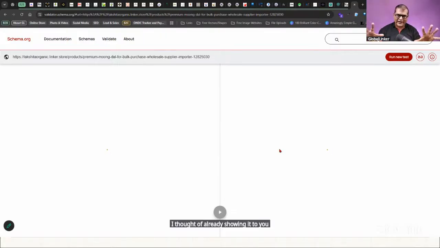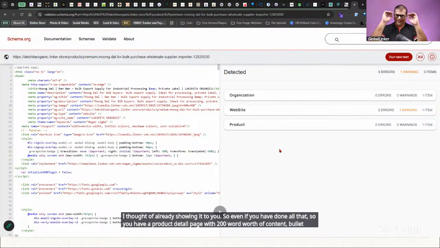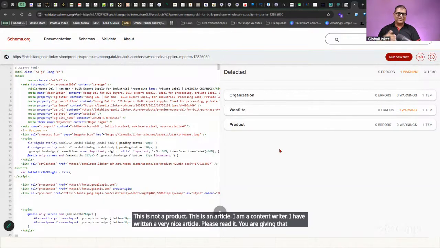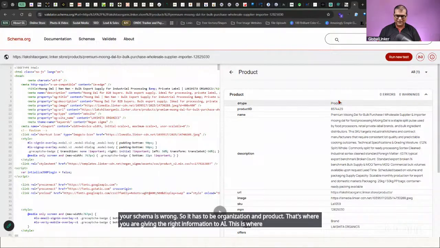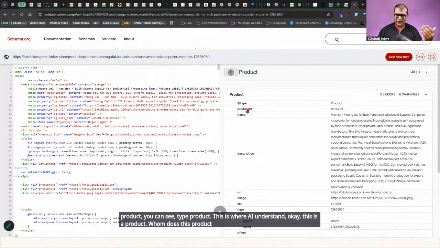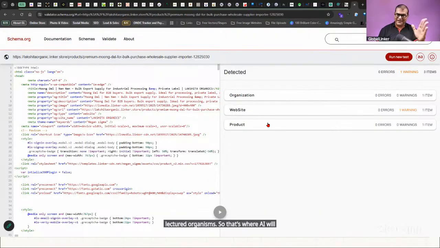So even if you have done all that, so you have a product detail page with 200 words worth of content, bullet points, everything. If you don't have this or you have it wrong, a lot of websites will have article here. That's where you are yourself telling AI, this is not a product, this is an article. I am a content writer. I've written a very nice article. Please read it. You're giving that message if your schema is wrong. So it has to be organization and product. That's where you're giving the right information to AI. This is where type product, you can see type product. This is where AI understands, okay, this is a product. Whom does this product belong to? So it belongs to this organization called Lakshya Organize. So that's where AI will be able to understand.